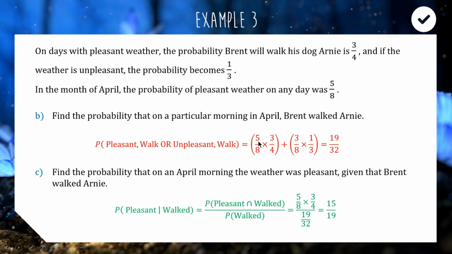This is pleasant weather and going for a walk. 5/8 times 3/4. That's the top of the fraction. Bottom of the fraction is the probability that the dog gets walked, which we calculated to be 19 out of 32. You can chuck that through your calculator and you get a final answer of 15 out of 19.